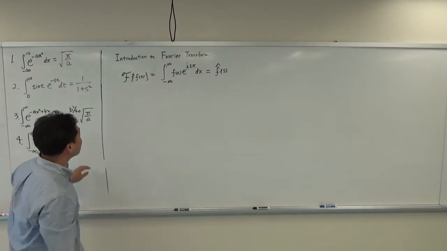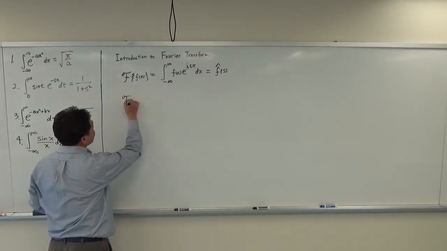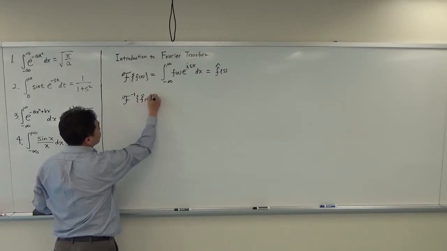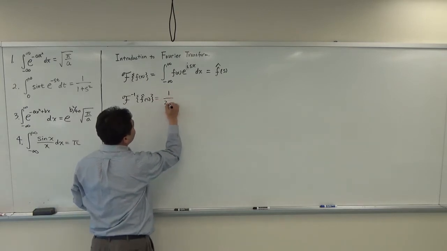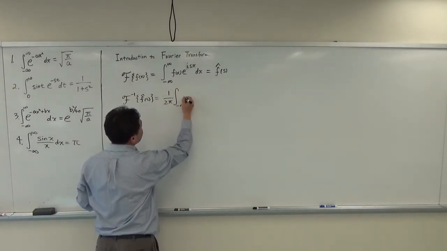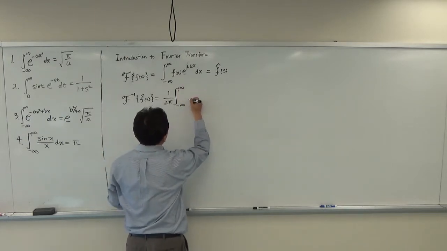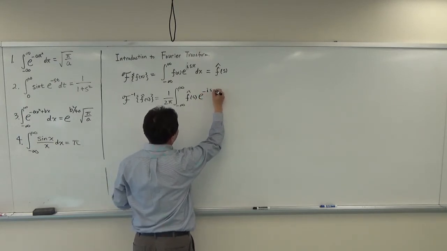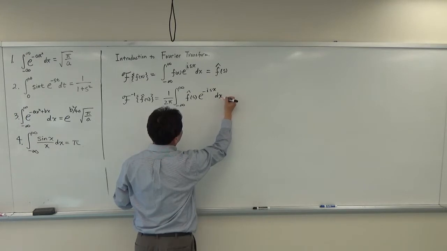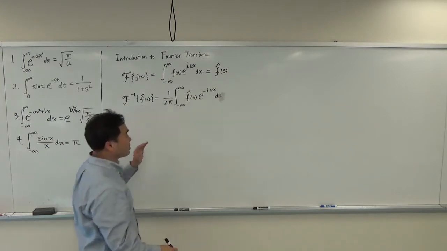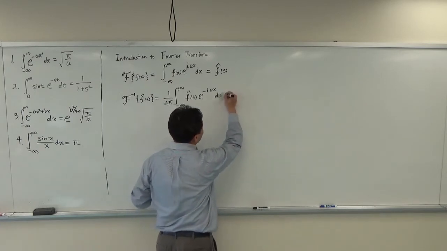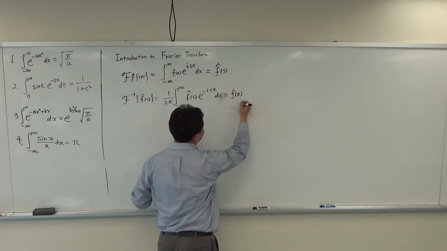Okay. Now there's also an inverse transform. Let me do it this way. Okay. So the inverse transform of f hat of s is defined as 1 over 2 pi, integral from negative infinity to infinity, of f hat of s e to the negative i s x dx. No, ds. ds. And the result is a function of x, right? Because s is integrated away and you get x. And surprise, surprise, you're going to get f of x back, okay?